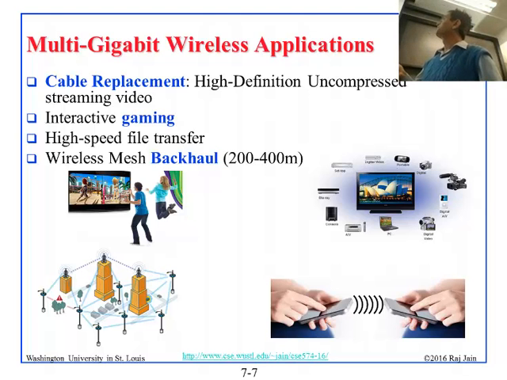Interactive gaming, yes, that is where, if you're doing some gaming and you want to see the action right away, all that is one. High speed file transfer, yes, when I'm doing the file transfer, I want it fast. And then mesh backhaul, which is shown in this picture. Now, this is not very short distance, this is long distance. And so what will happen is you will have to send a lot of power for it to reach here, because it is very short wavelength, it gets attenuated very fast, but then you can use it for high speed, if you can get there.